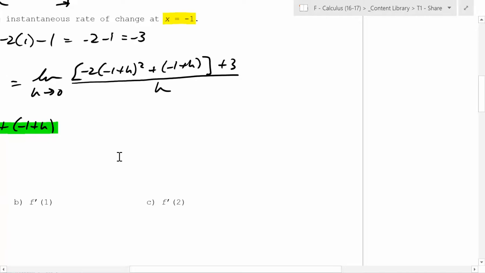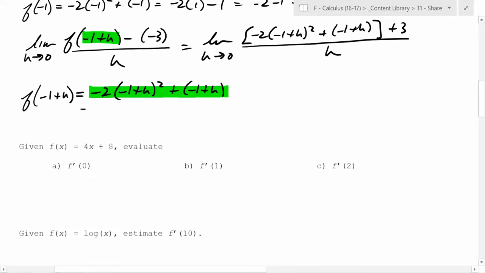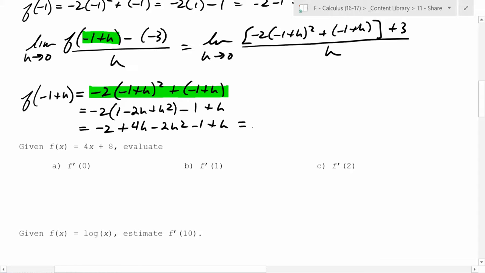Well, you want to be able to cancel the h, so you're looking to make sure that you can. If you can do this algebraically, you have to be able to cancel the h. Is it really easy to mess up the algebra? Yeah, so if I clean it up over here, it's negative 2 times what? 1 minus 2h plus h squared, minus 1 plus h. So is that negative 2 plus 4h minus 2h squared minus 1 plus h? So what does that simplify to? How many h squared? Negative 2h squared, I think?